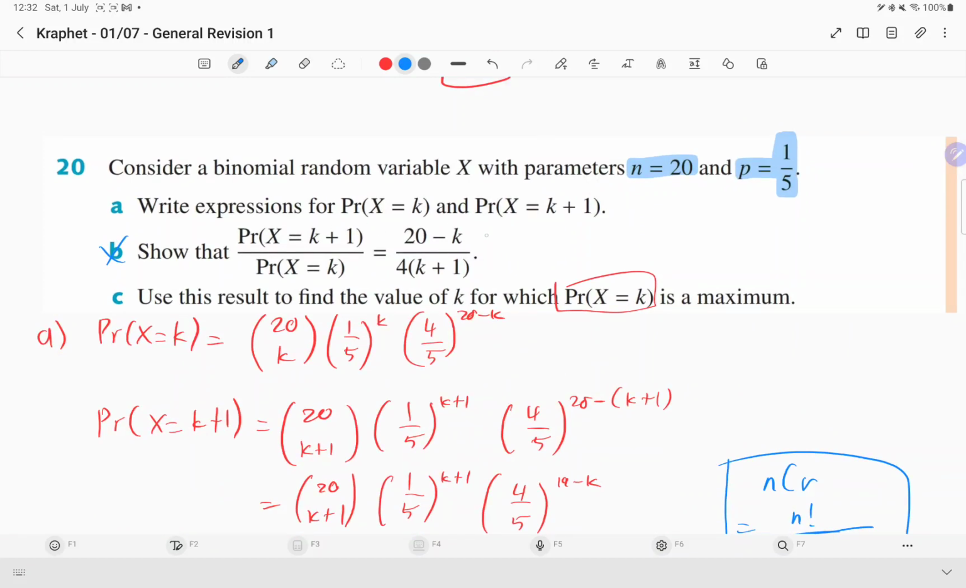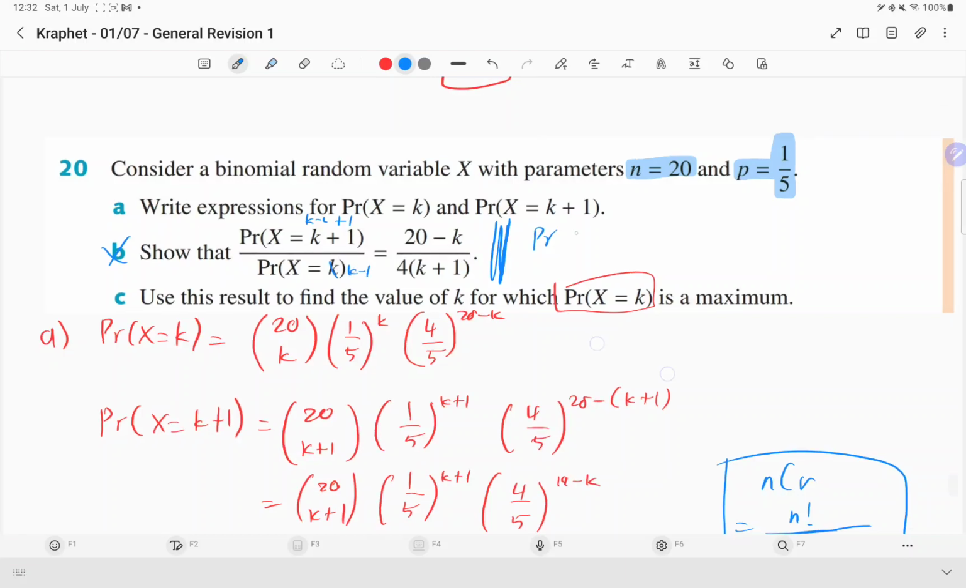Given this one, if you replace K by K minus 1, then that'll be K minus 1 plus 1, and the bottom will be K minus 1. We substitute K by K minus 1. So P of X equals K minus 1 would be 20 minus, and then we replace K with K minus 1, and that'll be 4 times K minus 1 plus 1. Okay, so that's how I came up with this little formula here.